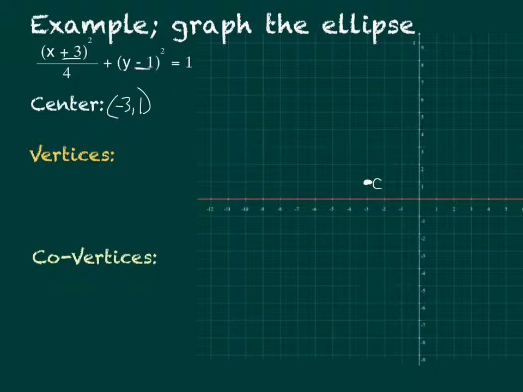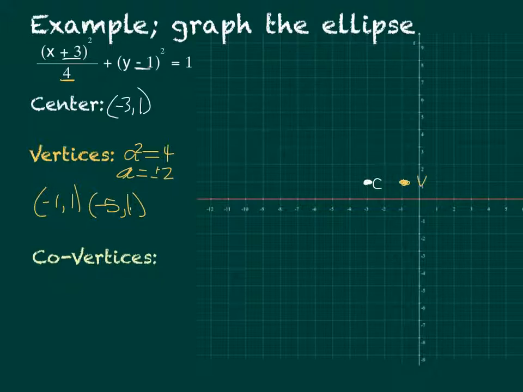All right, my co-vertices, my vertices, let's do those first. Vertices are corresponding to the biggest denominator, which in this case is the 4. So A squared equals 4, take a square root, and A equals positive or negative 2. So my vertices are going to be changing my x. So negative 3 plus 2 is negative 1, comma 1. And negative 3 minus 2 is negative 5, comma 1. So if I graph those points, negative 1, 1, there's one of my vertices. Negative 5, 1, there's the other vertex.